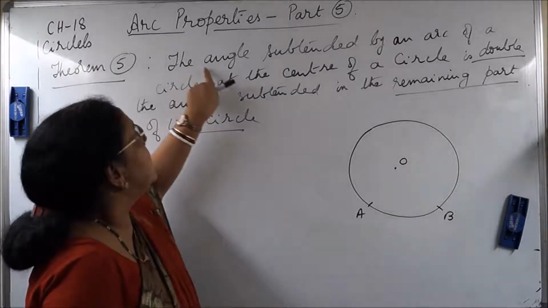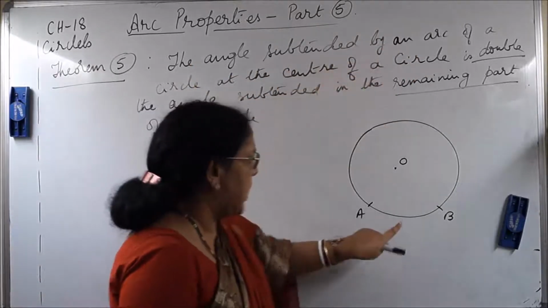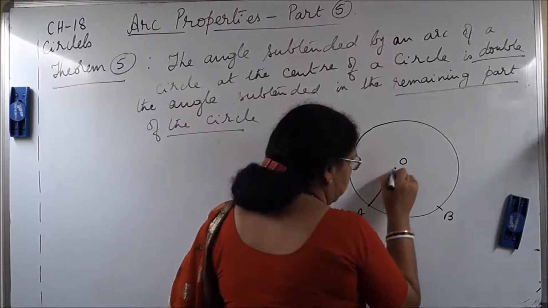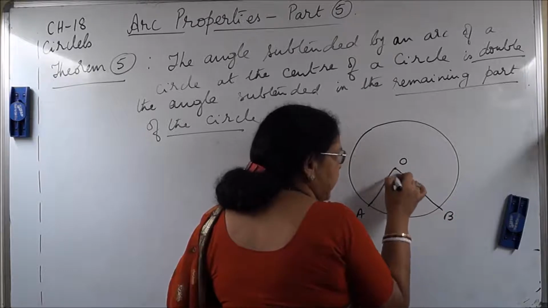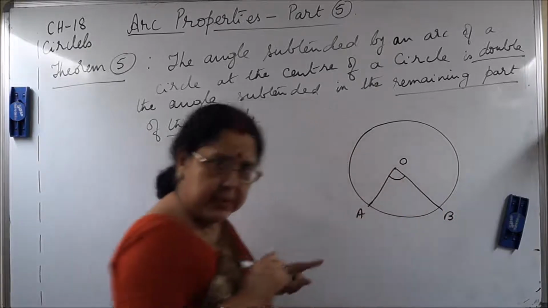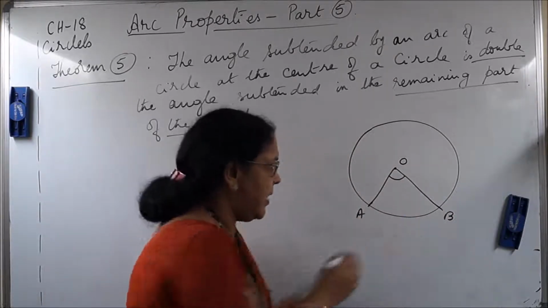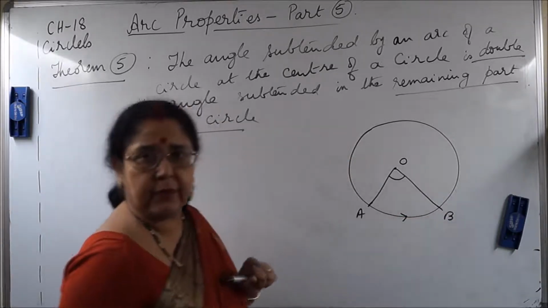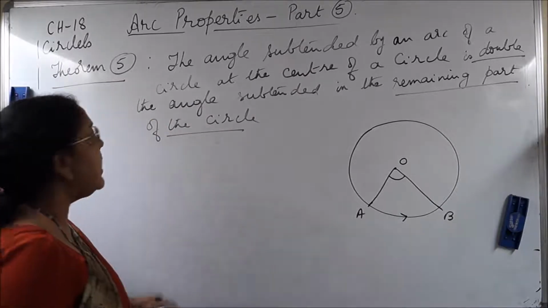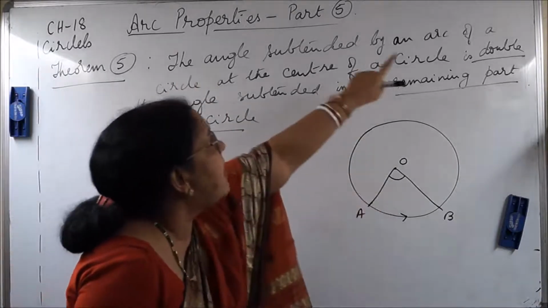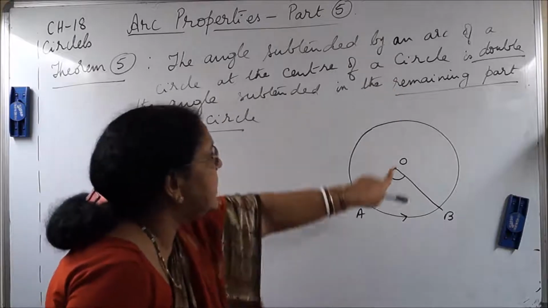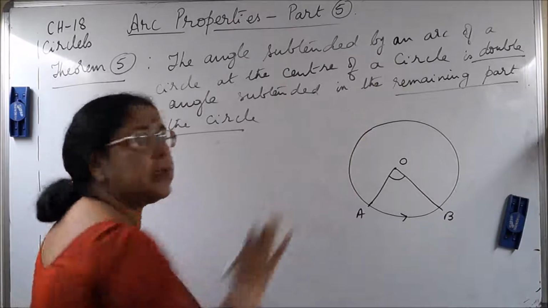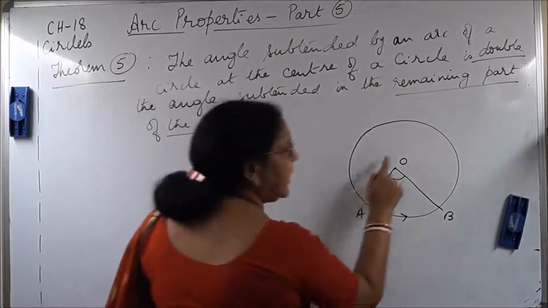Now the angle subtended by the arc at the center. So what will it be? You join OA and OB. So this is the angle subtended by the arc AB at the center of the circle. Now what does the theorem say? The angle subtended by an arc of a circle at the center of the circle, that means this angle. Basically, with all this long sentence, we are referring to nothing but angle AOB.